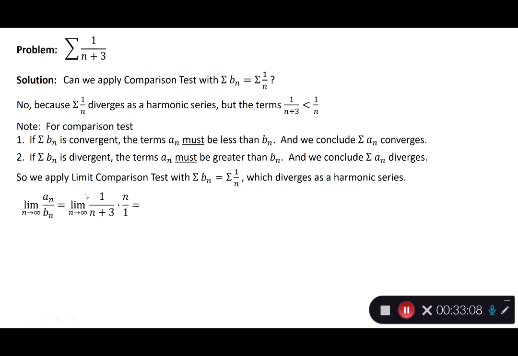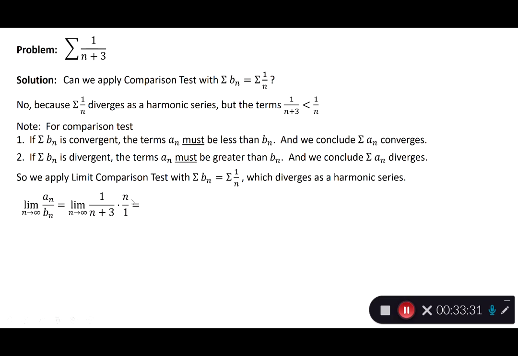I should have put a bracket or a parenthesis around this, because I'm giving the impression that I just have the limit as n approaches infinity of 1 over n plus 3, and then I'm multiplying that by n over 1. No, I don't mean that. I'm talking about the limit of this product.